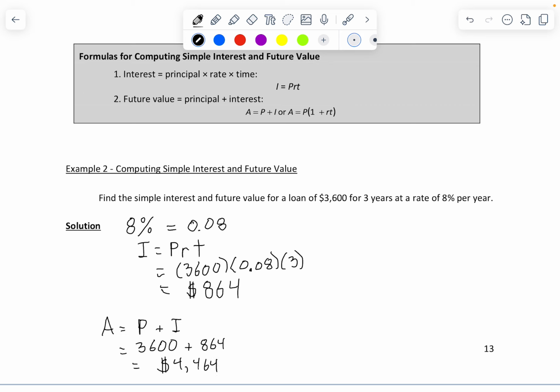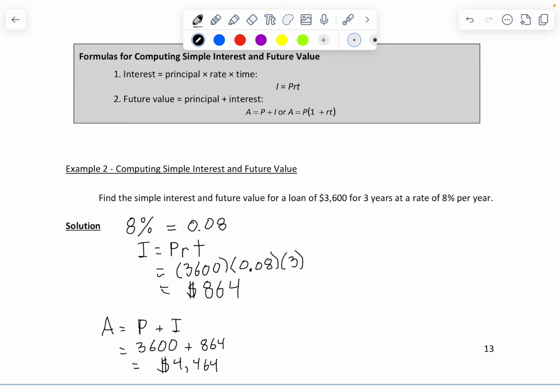So $4,464, that represents the total amount of money to be paid back. Because you have to pay back the loan, which is the $3,600. That's the money that was actually borrowed, plus the interest. So those two together is $4,464.